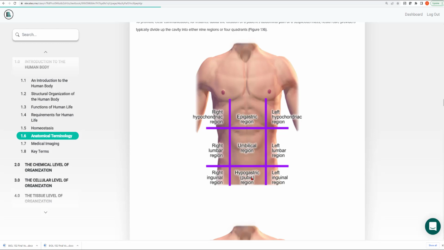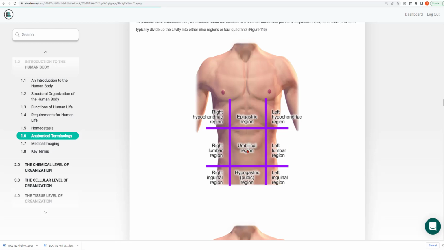And then below, or inferior to, the umbilical region, you're in the hypogastric region. Hypo meaning below or under. So underneath all the digestive organs, you have the hypogastric region. This is also commonly called the pubic region. Now, this would be the middle, right? These are medial sections. If we go lateral, let's go to the outside.